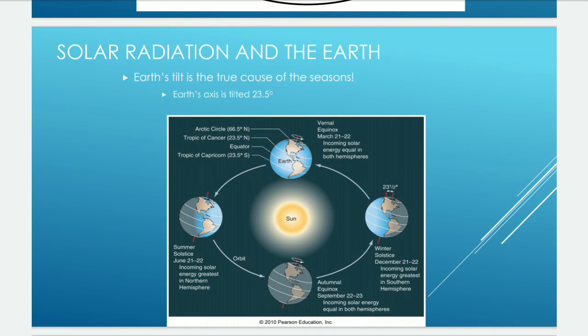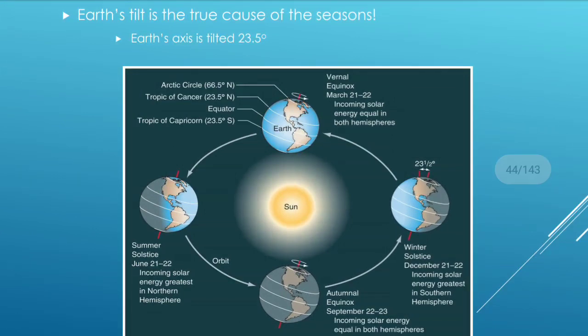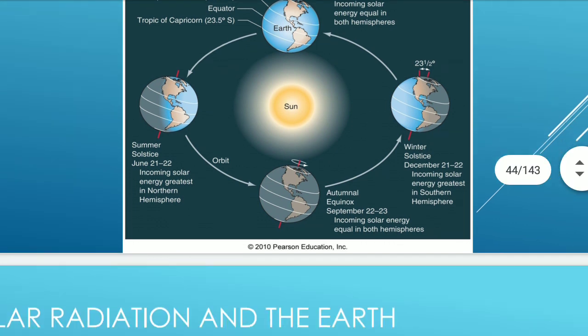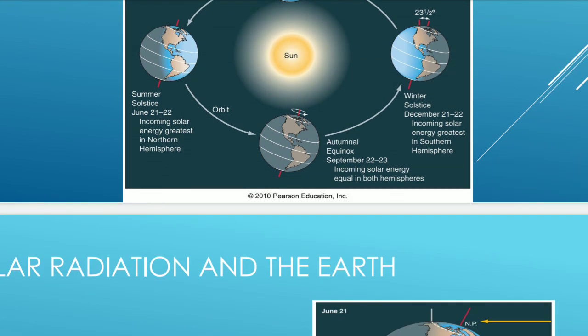Earth's axis is tilted. Now vernal equinox, March 21, incoming solar energy is equal in both hemispheres. Arctic circle 66.5, Tropic of Cancer 23.5, Equator 0, Tropic of Capricorn towards the south. Summer solstice 21 and 22 June in the northern hemisphere, and winter solstice 21 and 22 December in the southern hemisphere. Incoming solar energy is equal in both hemispheres in March and September.